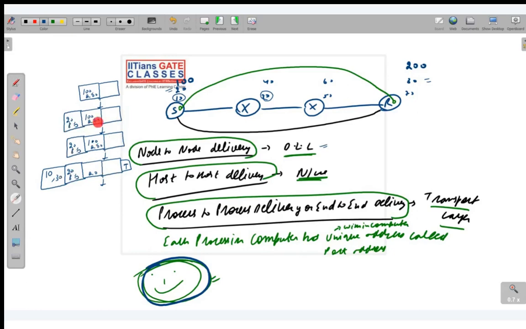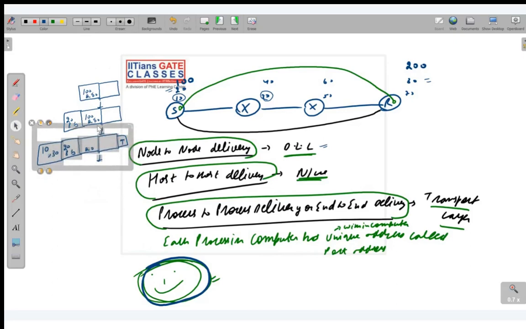Okay, I have copied two times. I have made a small mistake here, so let me delete this. Yeah, now I think it's okay. So this was done by transport layer, this was done by network layer, and this is done by data link layer. So one was extra.